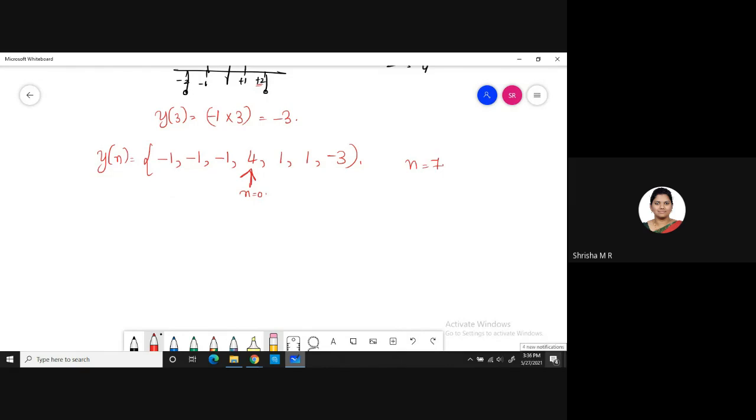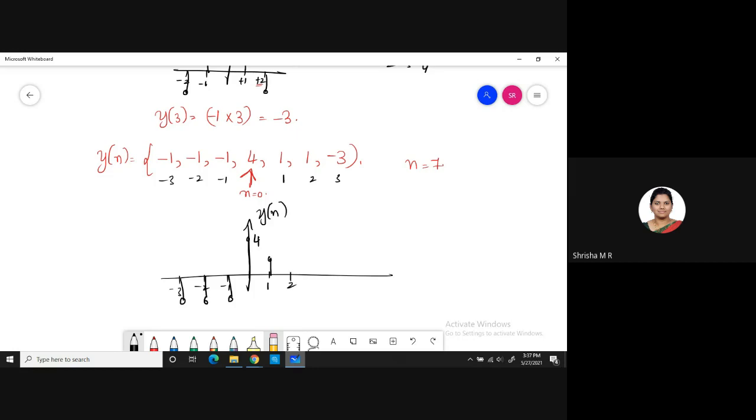Now try to plot that. Did you guys plot it? Y of n would be at n is equal to 0, it's 4. At 1, this is at 1, 2, 3. This is at -1, -2, -3. So at -1, -2, -3, it's -1 only. At 0, it is 4. At 1, it is 1. At 2, also it is 1. And at 3, it is -3. Got it? This is the convolution.